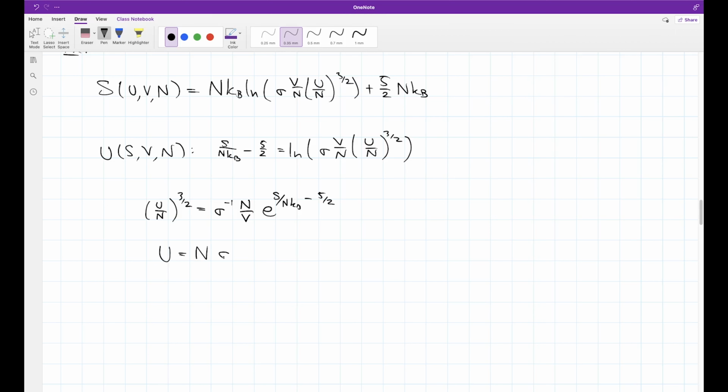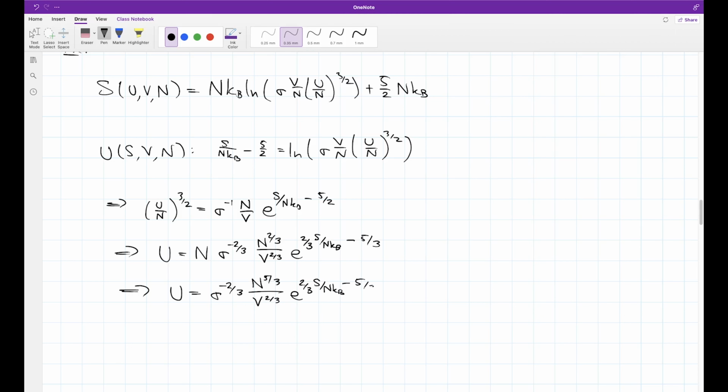So we'll get N sigma to the minus 2/3, N to the 2/3 over V to the 2/3, e to the 2/3 S over N k_B minus 5/3. And one last little thing is just to combine these powers of N on the right-hand side. So U is equal to sigma to the minus 2/3, N to the positive 5/3 over V to the 2/3, e to the 2/3 S over N k_B minus 5/3. Wow, was that a lot of work.